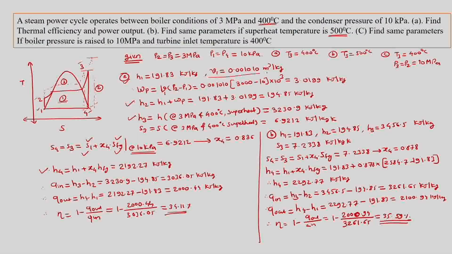So we have the third part remaining in the same example. So here we know that for part C, H1 will be the same, that is 191.83, but now we have to work out for the boiler of 10 megapascal pressure. So H2 we have to find out for the 10 megapascal condition, where we know we had also written down V1 and it is 0.001010.